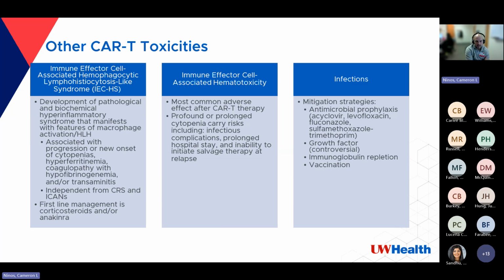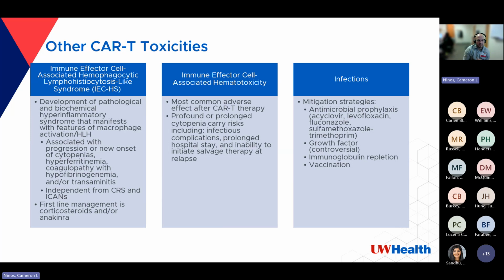It is really challenging to manage because in my experience it tends to be a lot more chronic and long-lasting than CRS, which tends to run its course relatively quickly. IEC-HS is managed with corticosteroids and/or anakinra. And so hopefully that's something you don't have to see, but the more CAR Ts we're administering, we are seeing that pop up more and more often, and it is definitely a challenge for us. We also can see prolonged cytopenias from these patients, so-called ICAHT, immune effector cell-associated hematotoxicity. So for longer term, that's something we'll be monitoring for these patients.